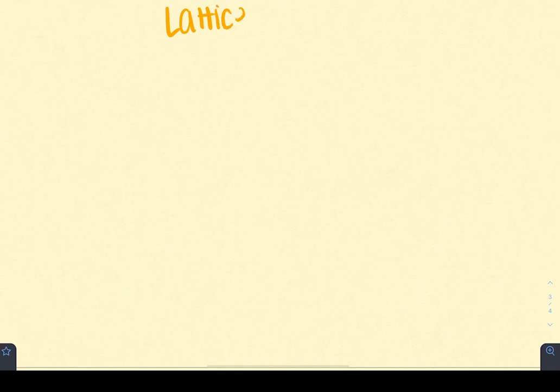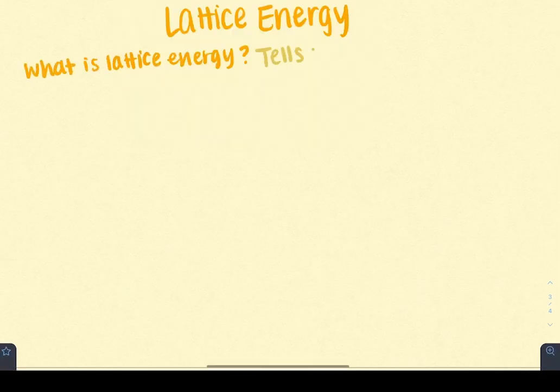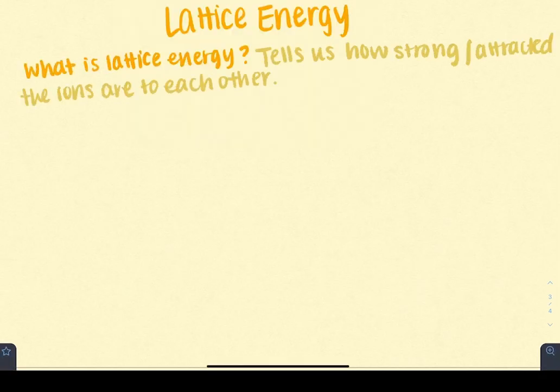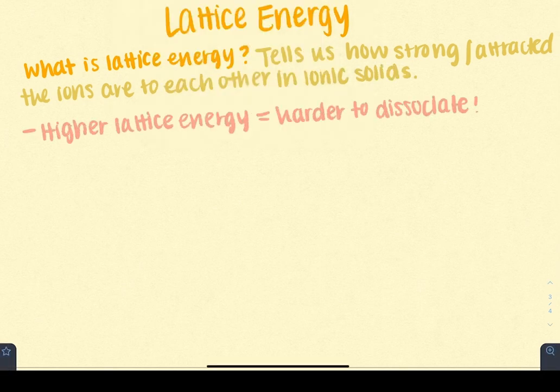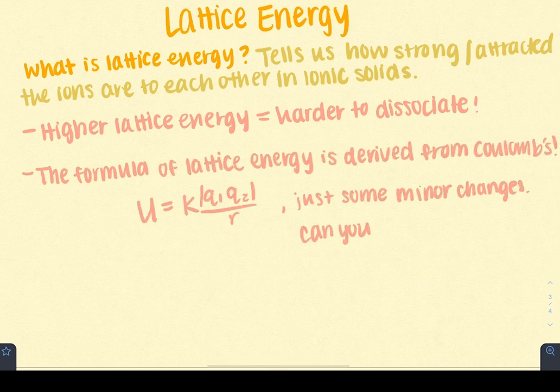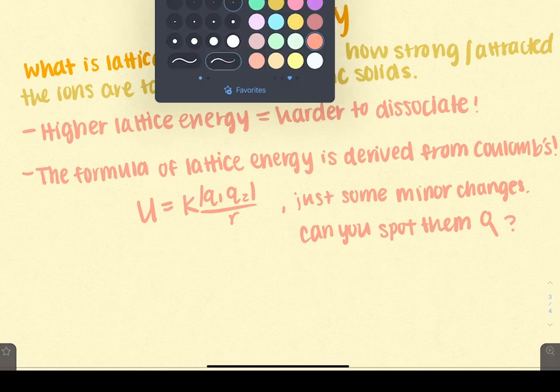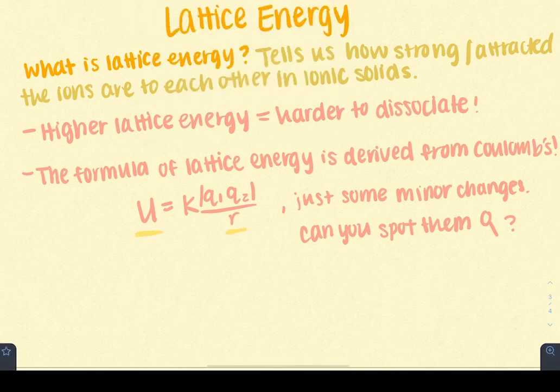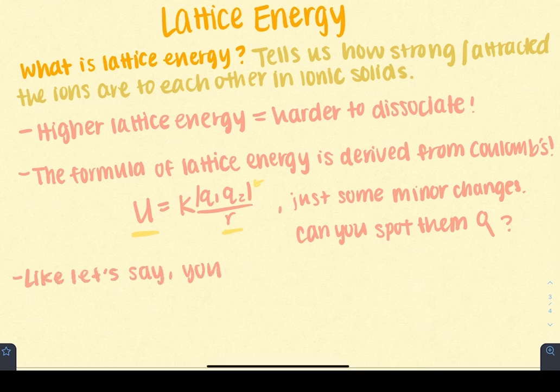Next, let's move on to lattice energy. So what is lattice energy? It tells us how strong or attracted the ions are to each other, not just in any solid, but in ionic solids. A higher lattice energy means that the solid is harder to dissociate, and the formula of lattice energy is actually derived from Coulomb's. Can you spot the minor changes? Well, the force changes to the measure of lattice energy. There's now the absolute value, so now just the magnitude matters, and the R becomes just R instead of squared. However, despite the differences, the charges and the distance between the two particles still matter.